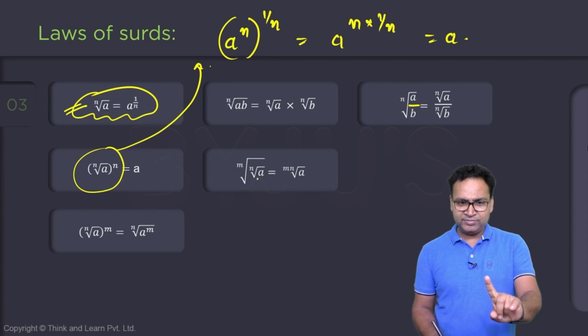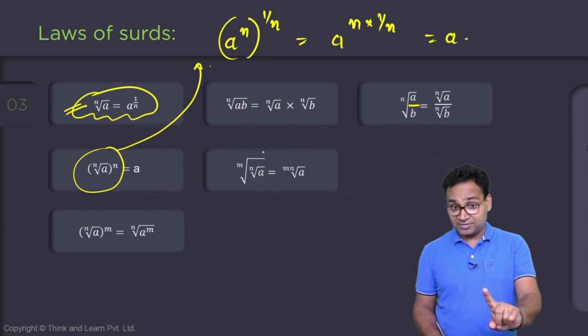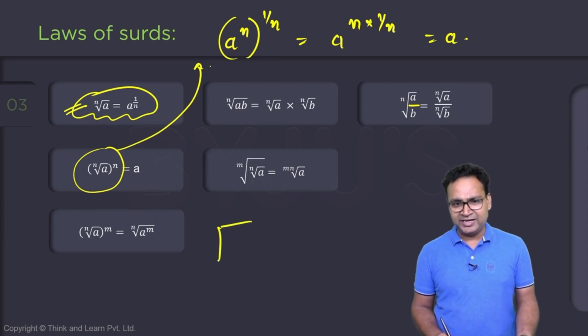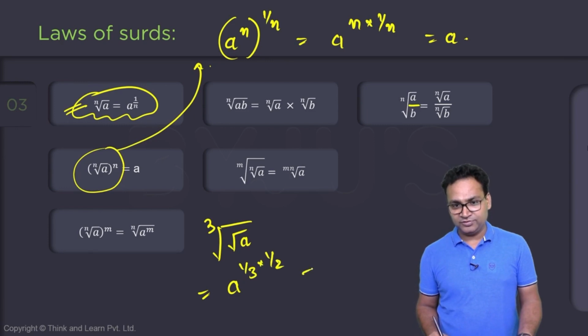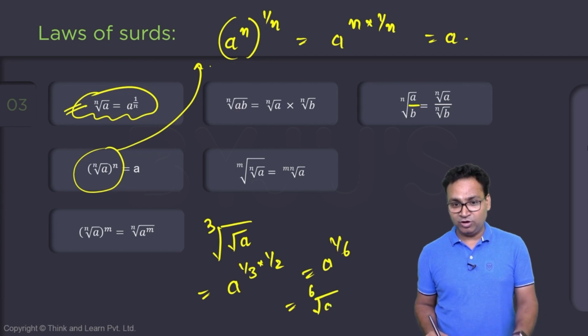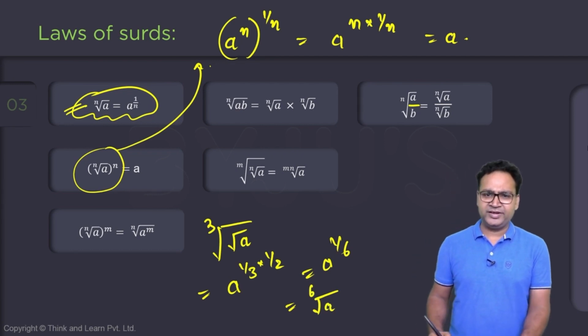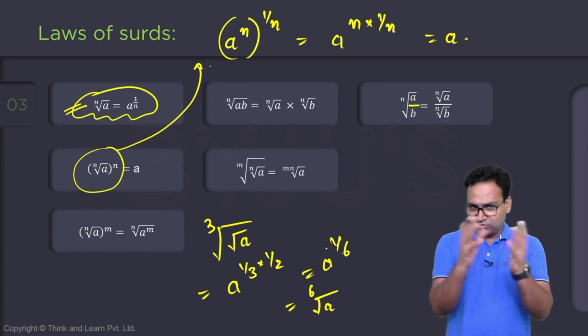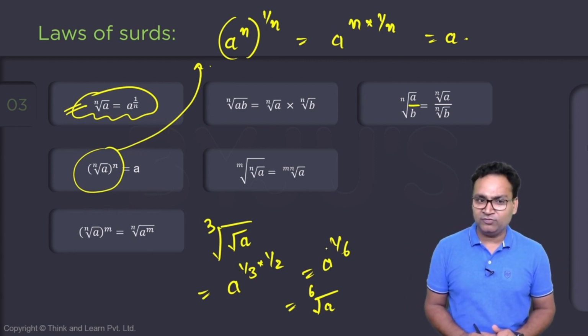Okay, same thing is here now. It is surd over surd. Basically it is whole power kind of case. Something like I say cube root of under root of a. So it is like a power 1 by 3 into 1 by 2. Clear? So it is a power 1 by 6. So it is 6th root of a. I hope this is very clear. No doubt. Okay. So these are the surds. These are the laws of surds.